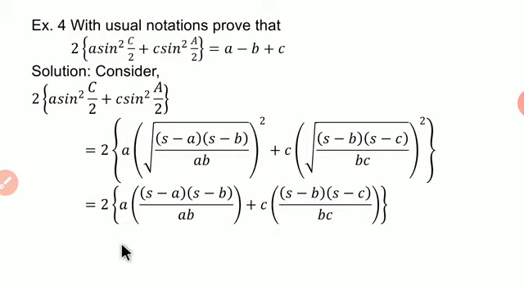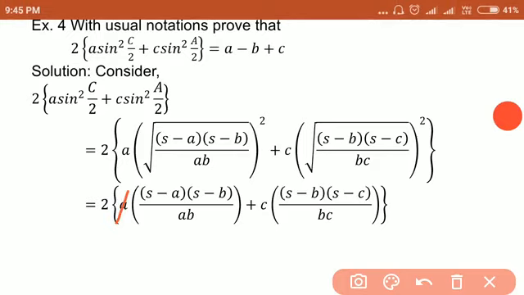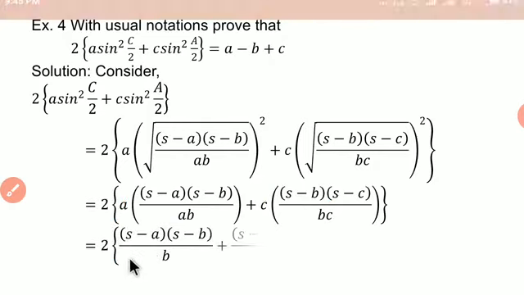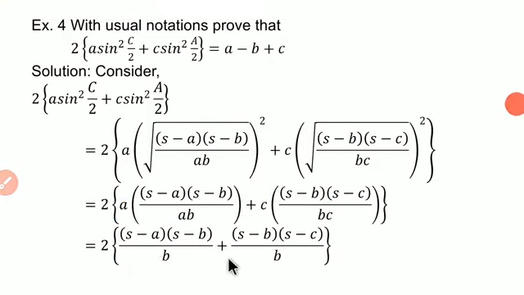Now we observe here in the first term a gets cancelled with a. Similarly in the second term c gets cancelled with c. Meaning in both the terms we now remain with the denominator b here, so their numerators get added. And from the numerator we observe here (s minus b) as a common factor, and so it is equal to 2 multiplied by ((s minus a)(s minus b) upon b plus (s minus b)(s minus c) upon b). So taking (s minus b) as a common factor from the numerator, we get (s minus b) upon b multiplied by, inside the bracket, (s minus a) plus (s minus c).